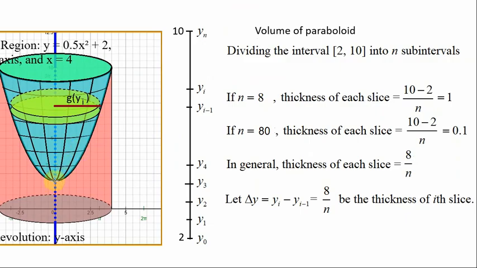So notice that the paraboloid ranges right here, this is 2 up to 10. And so I'm going to divide the interval from 2 to 10 into n sub-intervals. So 2 to 10, and let's call the first one y sub 0, y sub 1, and then we'll get to what's called the ith sub-interval, and then when we get up to 10, this is y sub n. And so this disk right here, this is the ith disk.